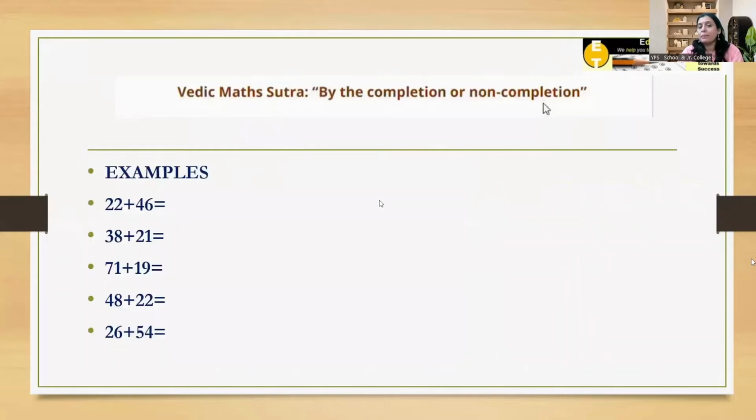So let's do some questions based on this. Vedic Maths Sutra, by completion or non-completion. Now here, I have taken 2-digit numbers.